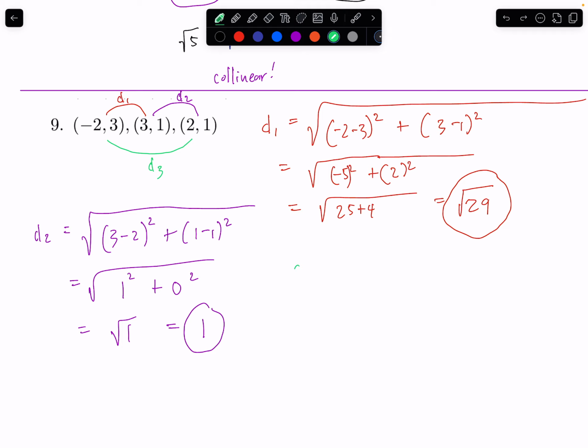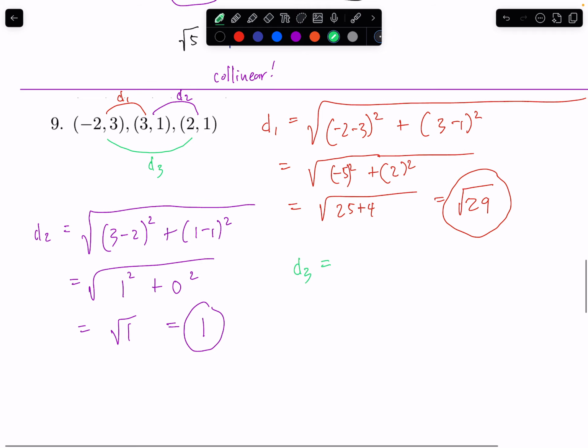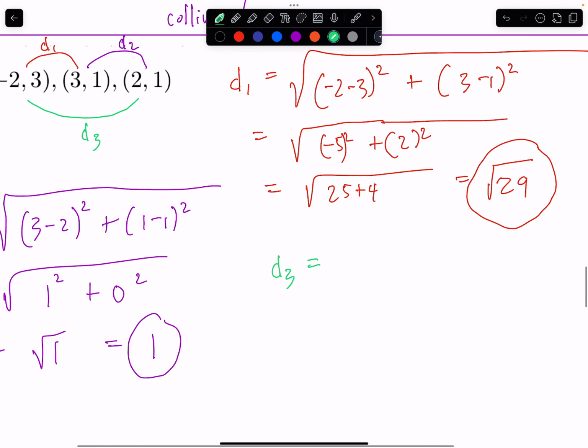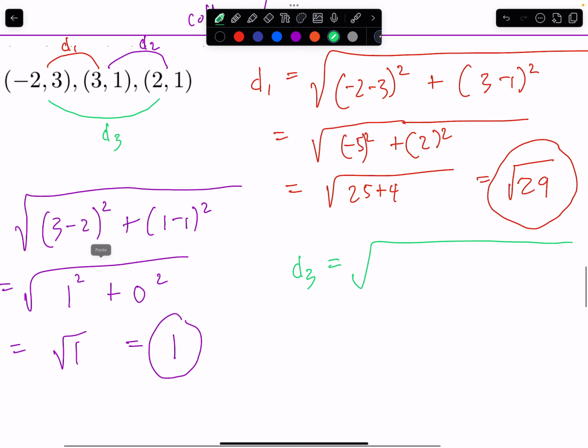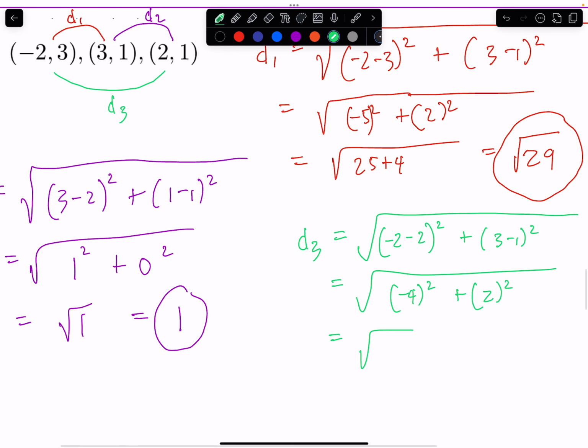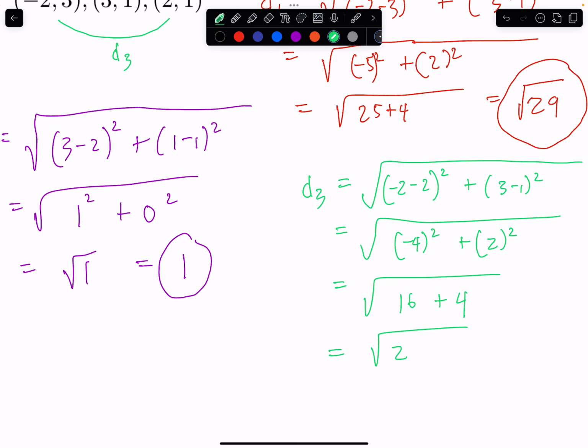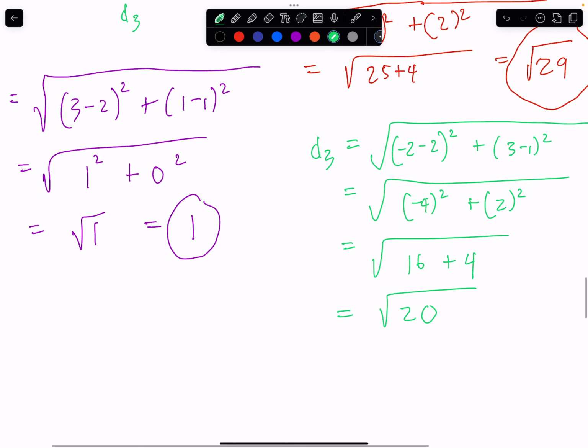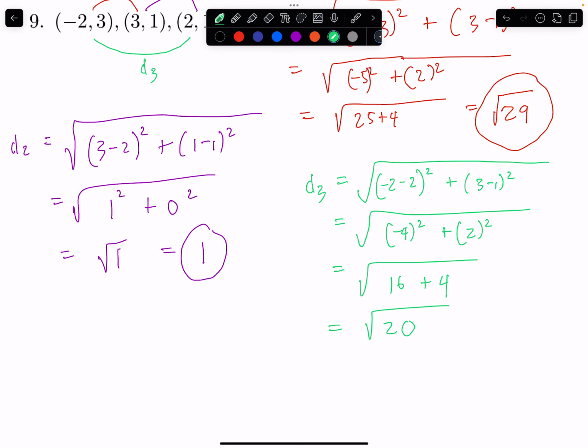I said green D3. Zoom in a little more again. So D3 was this -2, 3, and 2, 1. So that's going to be -2 minus 2 squared plus 3 minus 1 squared. -2 minus 2 is -4 squared plus 3 minus 1 is 2 squared. So I've got 4 squared is 16, and 2 squared is 4. So it's going to be the square root of 20. Square root of 20.